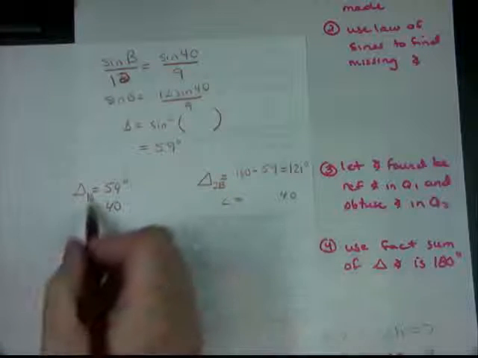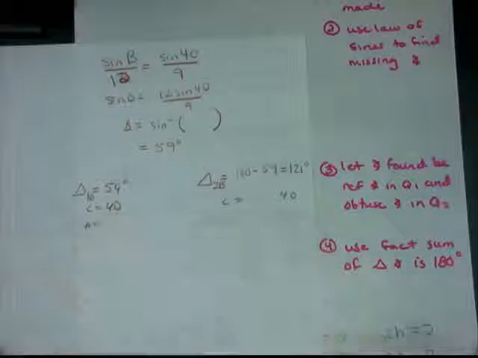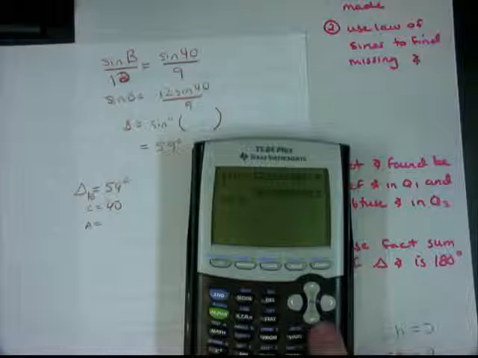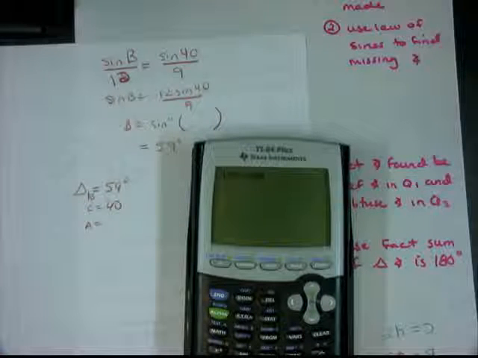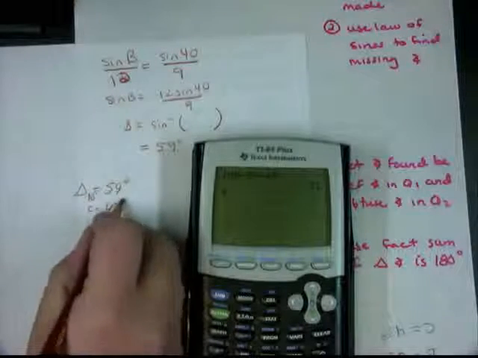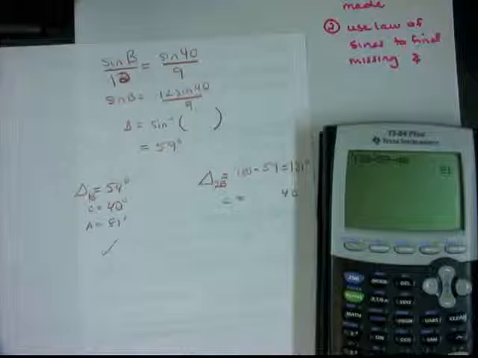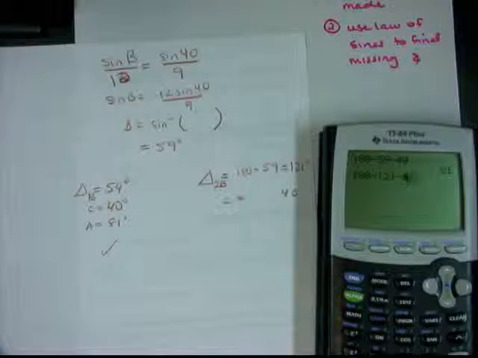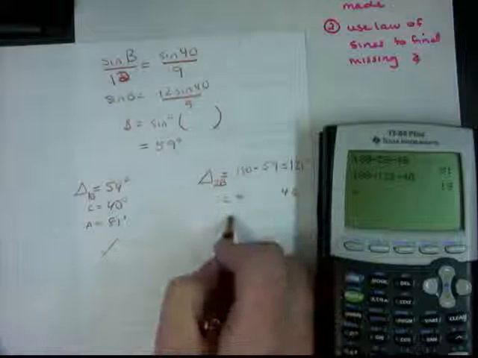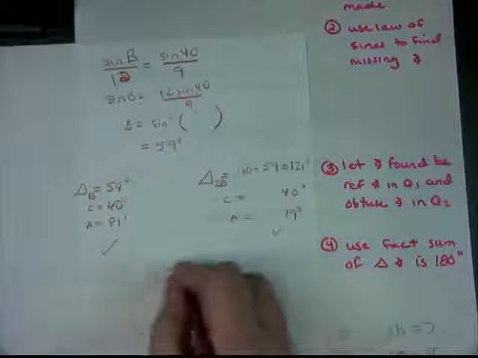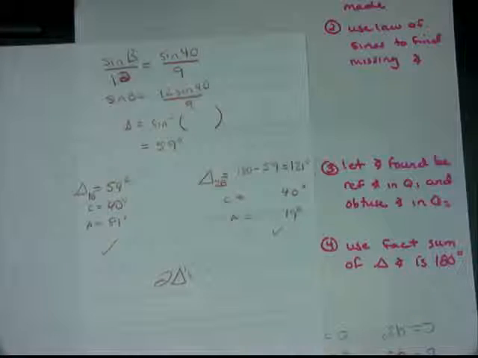So on here, if B is 59 and C is 40, that must mean A is going to be 180 minus those, which is 81 degrees. So for sure, one triangle exists. Over here, I have 180, subtract 121, and subtract 40, which means angle A would be 19 degrees. Two triangles exist, only because I can add them up to 180. And that's all we're looking for.